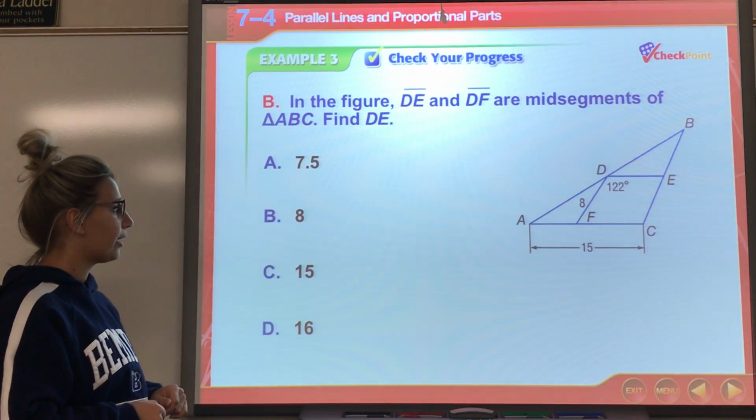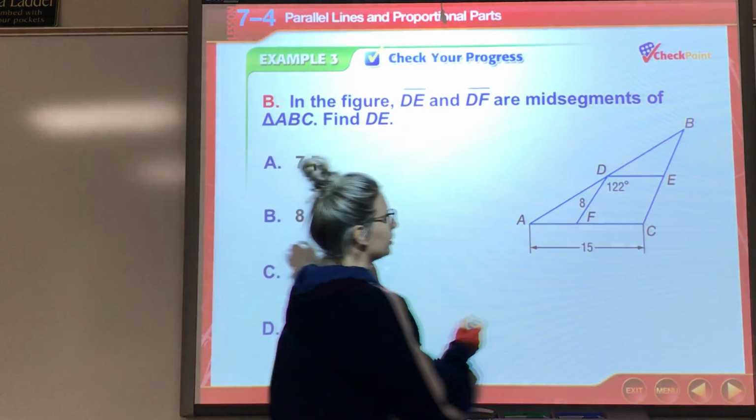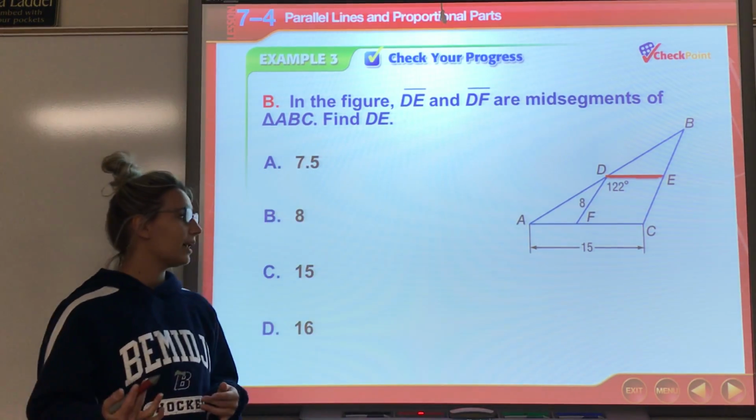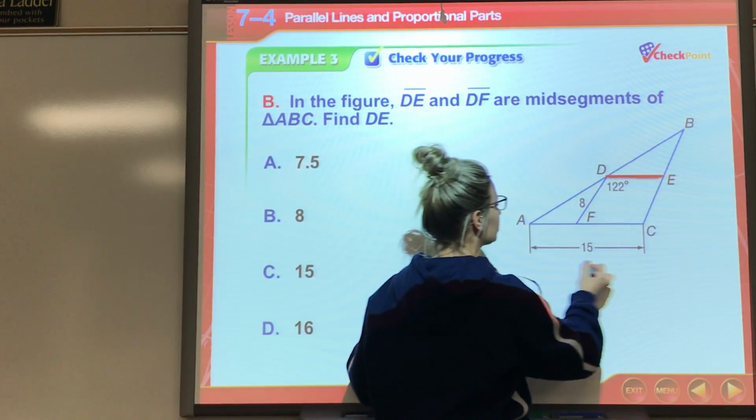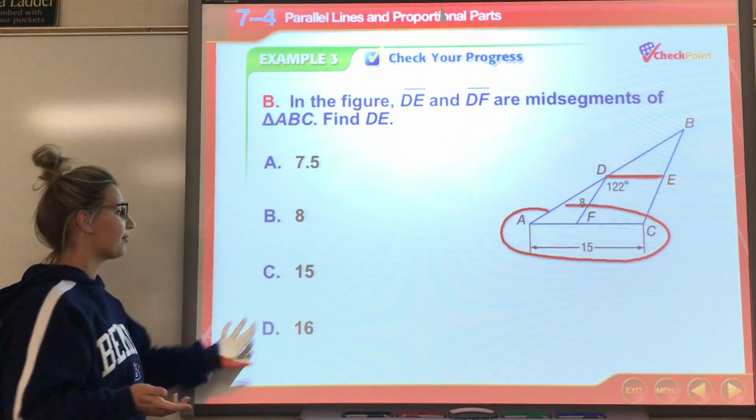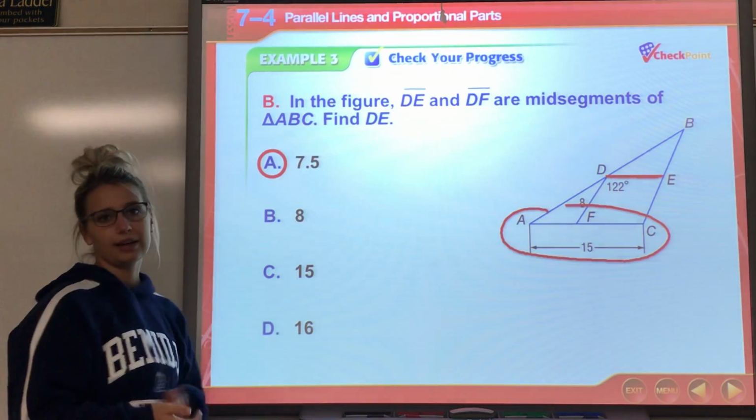Okay, now in this one, we're trying to find DE. So here's DE, and that will be 1/2 of this AC, which they tell us is 15. So if we take 1/2 of 15, we should be getting a 7.5 for the length of DE.